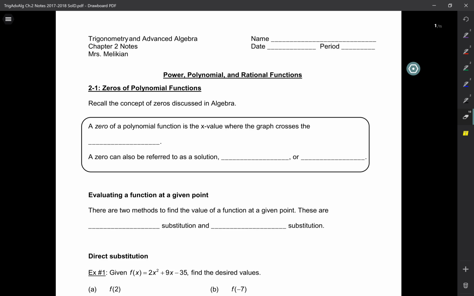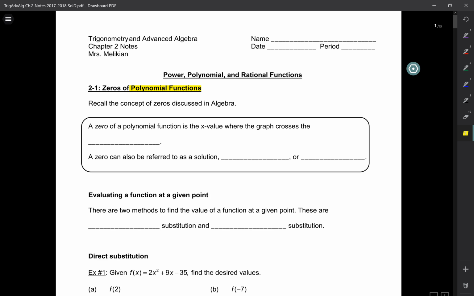So what we're going to be talking about in this chapter, now this is chapter 2, so we're going back to chapter 2. We're going to start talking about polynomial functions. And first off, we're going to talk about zeros of polynomial functions. All right, so just a little bit of background on what a polynomial function is.